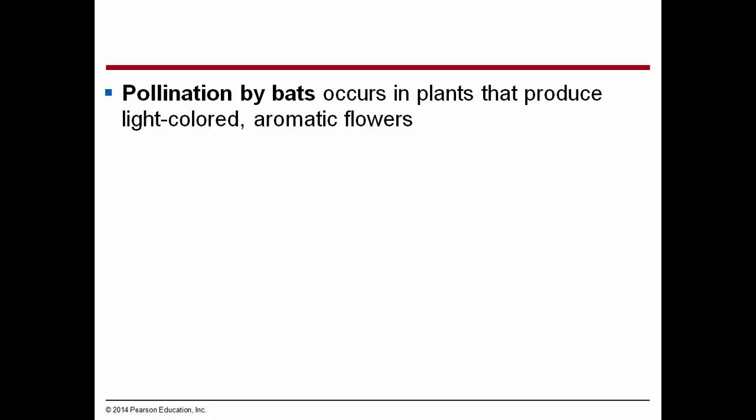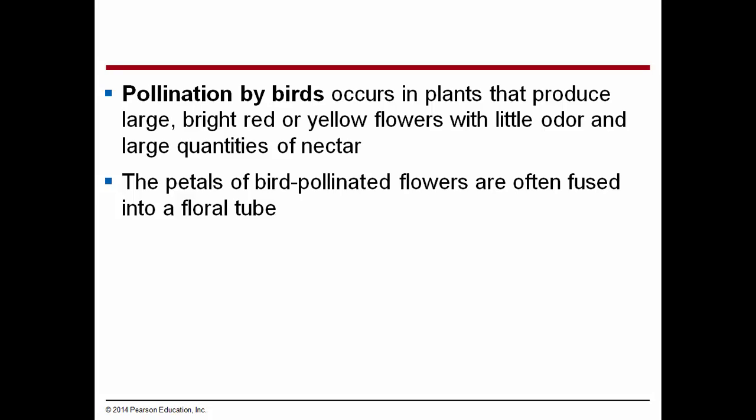Pollination by bats occurs in plants that produce light-colored aromatic flowers. Pollination by birds occurs in plants that produce large, bright red or yellow flowers with little odor and large quantities of nectar. The petals of bird-pollinated flowers are often fused into a floral tube.